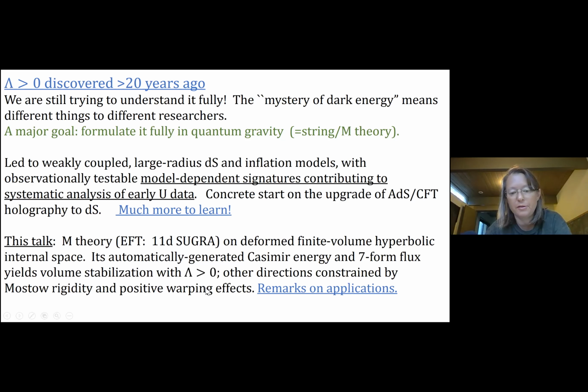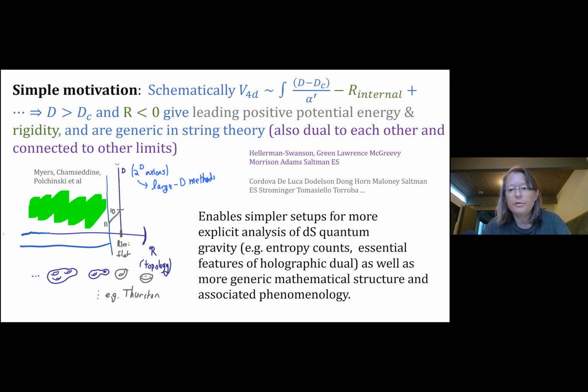So the combination of these features makes these compactifications particularly well suited for doing physics from M theory. Just to belabor the motivation a little more, we have a lot of evidence for positive potential energy in the universe, and so far, at least, only constraints on supersymmetry. So it's natural to work with the leading positive potential terms in the 4-dimensional effective potential, which in string theory limits actually starts with a D minus D-critical term.